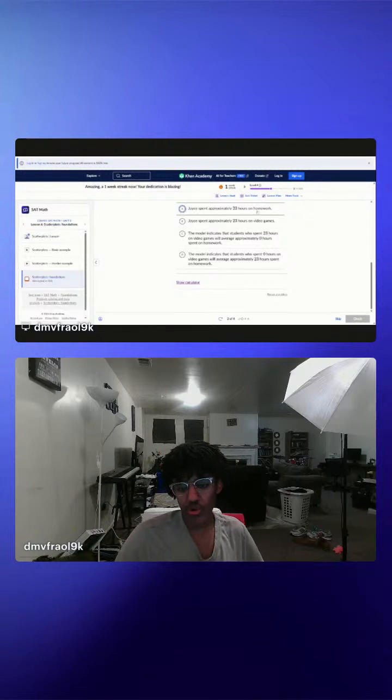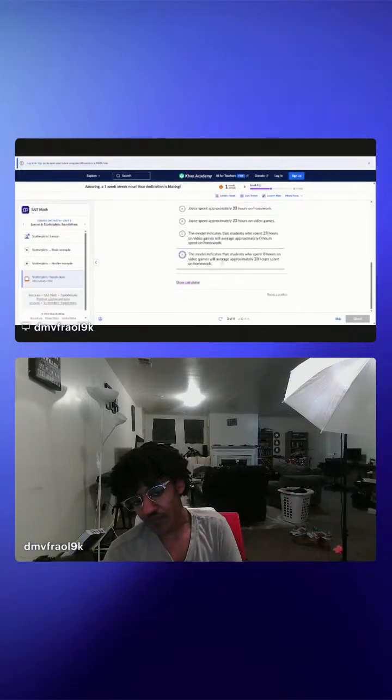Joel spent approximately 23 hours on homework. Joel spent approximately 23 hours on video games. This model indicates students who spent 23 hours on video games would average 0 hours spent on homework. The model indicates that students who spent 0 hours on video games would average approximately 23 hours spent on homework.